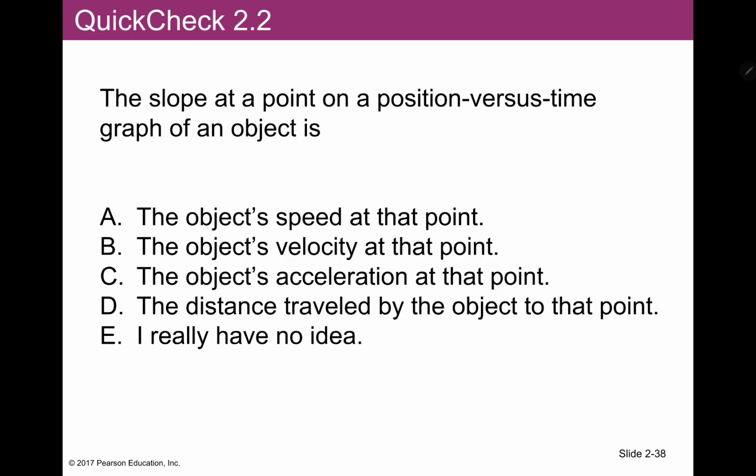Quick question. The slope at a point on a position time graph. We know that it's velocity or speed. If you read the options: A, speed, B, velocity, C, acceleration, D, distance, E, I really have no idea. So it's likely A or B. Speed or velocity? Actually, it's velocity, because do you remember we did one example, and slope can be negative. Negative means it moves to the left, in the opposite direction, and we put a negative sign in front of the number. So it gives us information about its direction, so it's velocity.